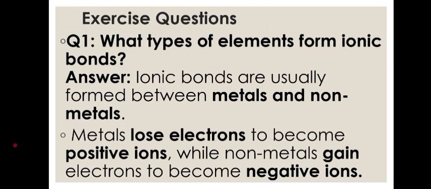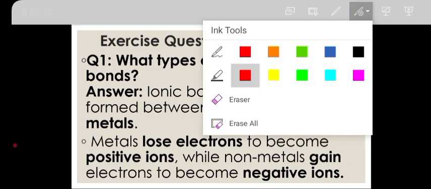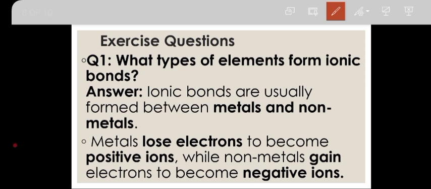Students, we have some exercise questions mentioned in our textbook. The first one is, what types of elements form ionic bonds? Because we have 118 elements present in the periodic table. The answer is, ionic bonds are usually formed between metals and non-metals.